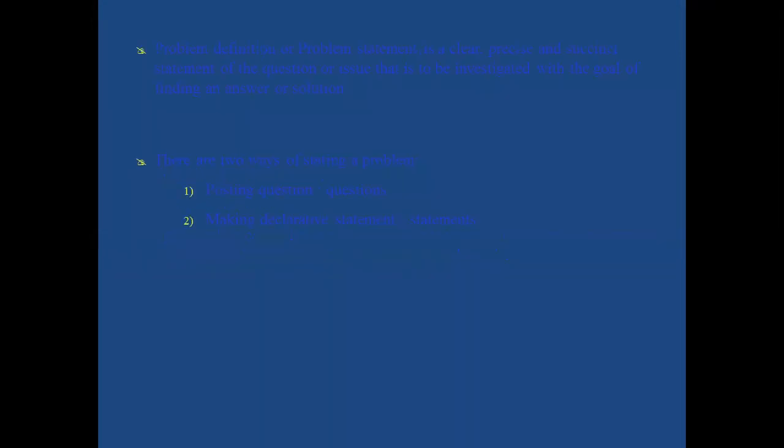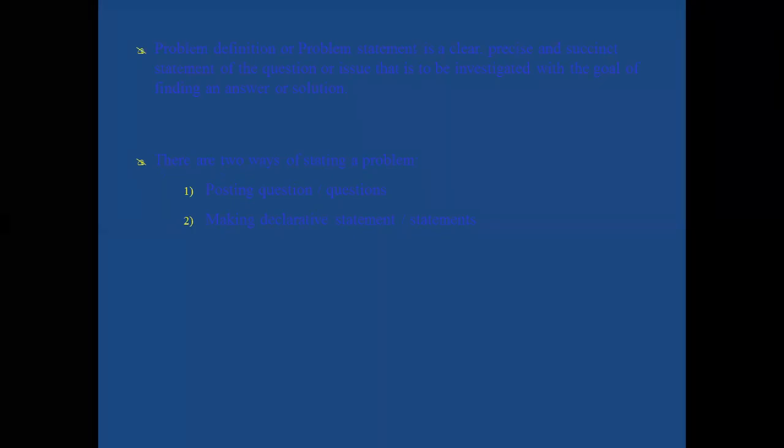And then formulation means translating or transforming the selected research problem, topic, idea into scientifically researchable questions. Okay, it is concerned with specifying exactly what the research problem is. So the problem definition or problem statement must be a clear, precise statement of questions, issues that are to be investigated with the goal of finding the answers. So a well-defined problem means 50% of your work is done.